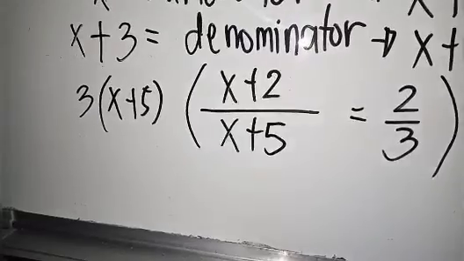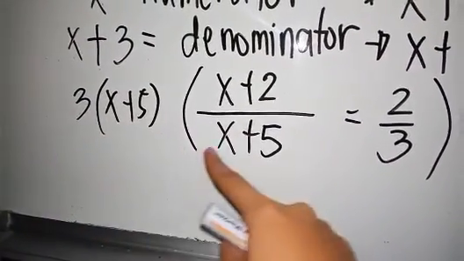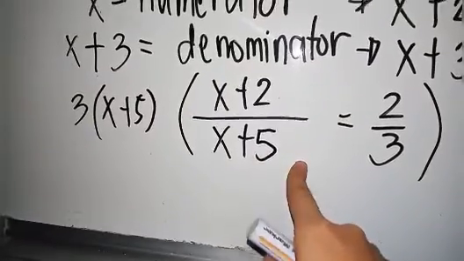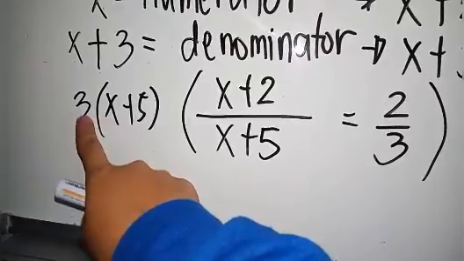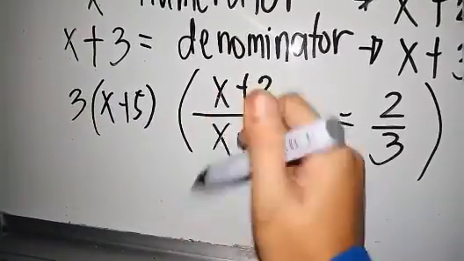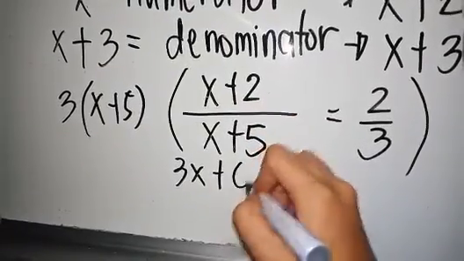Okay, so we have 3, the quantity x plus 5 divided by x plus 5. So, makakancel na lang yon. Then, ang naiwan ay we have 3. So, 3 times x will give us 3x. Then, 3 times 2 will give us positive 6.